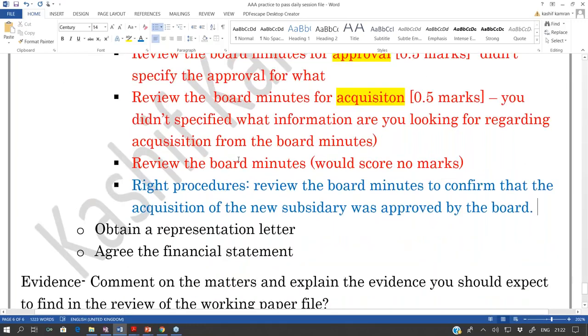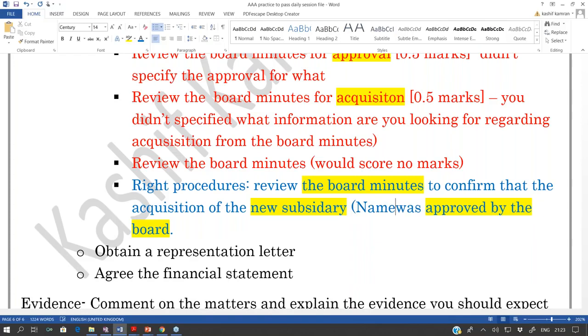Now, can you see this procedure? Review the board minutes. Can you see the procedure? And can you see the reason? Confirm that the acquisition of what? Acquisition of a new subsidiary was approved by the board. So what are we looking for? We are looking for the approval of the board, right? And you can also name the new subsidiary. There might be a name of a new subsidiary in the case study, given in the exam context.